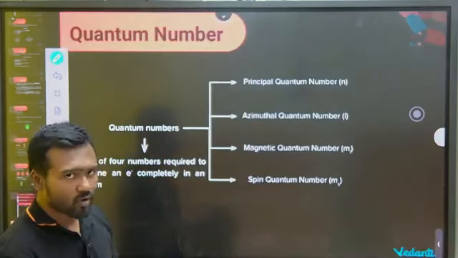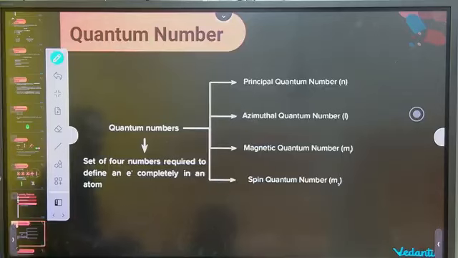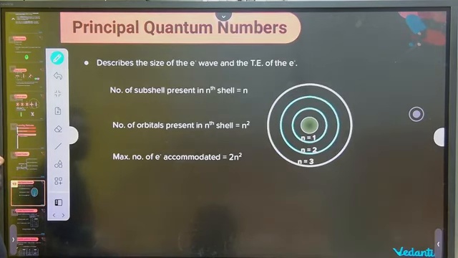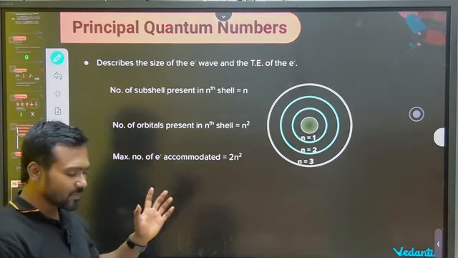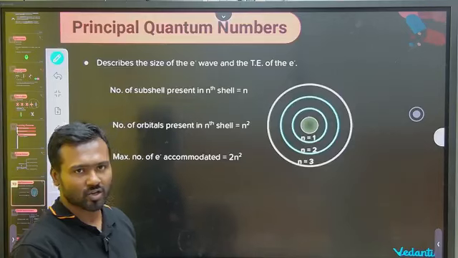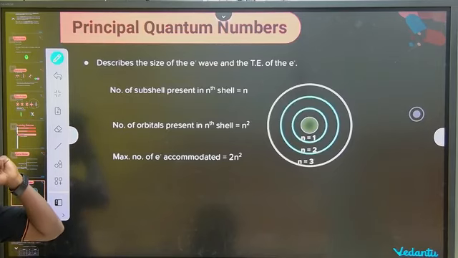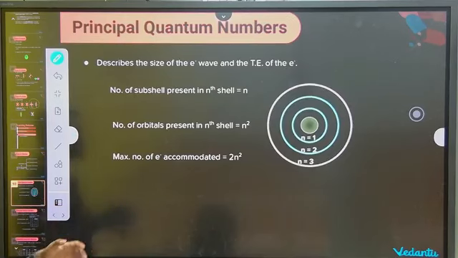Next, we are having total 4 quantum numbers: principal, azimuthal, magnetic, and spin quantum number. This will explain complete about the atom, and the principal quantum number explains energy of electron. Number of subshells in a shell is equal to n, number of orbitals is n square, and maximum number of electrons that can be accommodated in an orbit is 2n square. Formulas if you remember, it will be very easy.